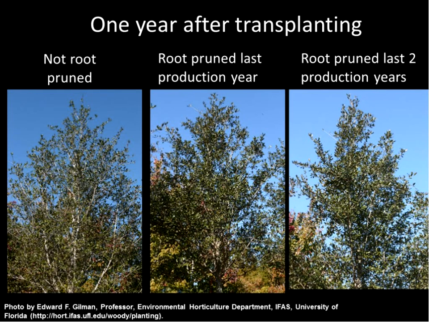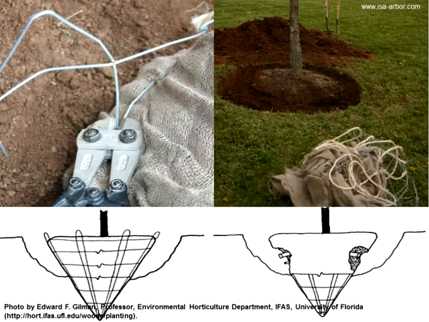This is a tree that was not root pruned. This is one that was root pruned last year and 2 years ago. You can see by looking at them how much better they are because that root system is better able to absorb water and minerals and send them to the canopy that's transpiring water off the leaves. And so, yeah, this tree over here is going to survive. It just has more transplant shock than those, but it's going to grow slower.